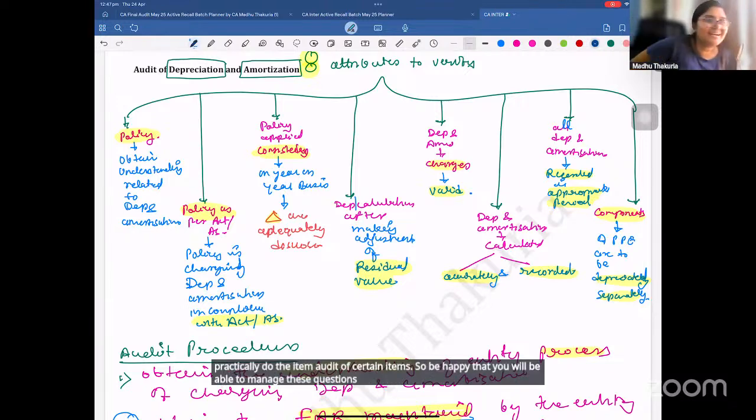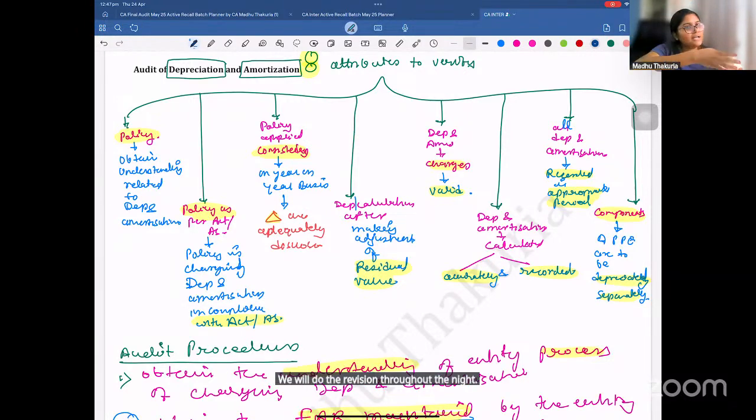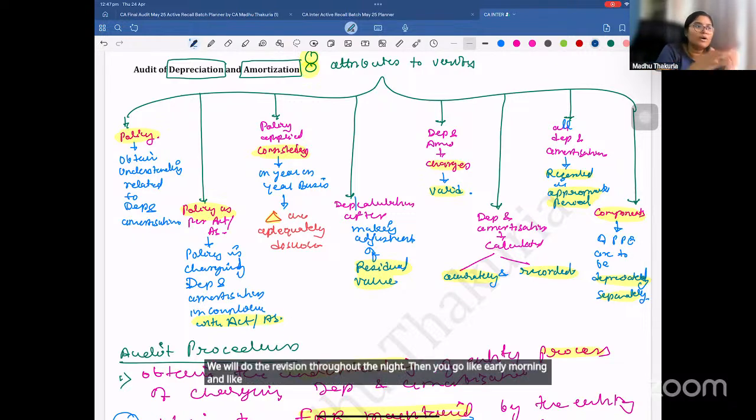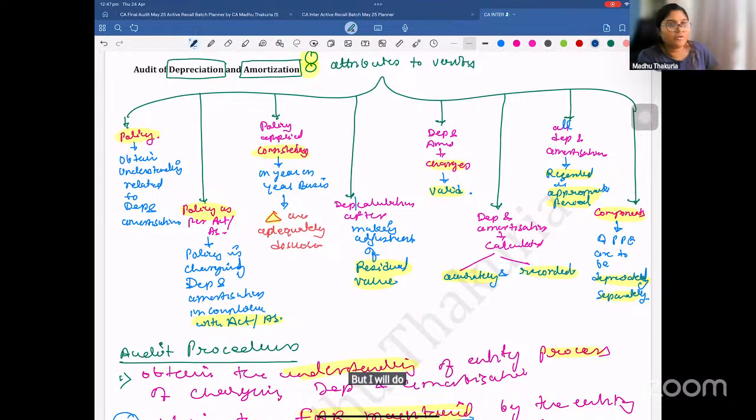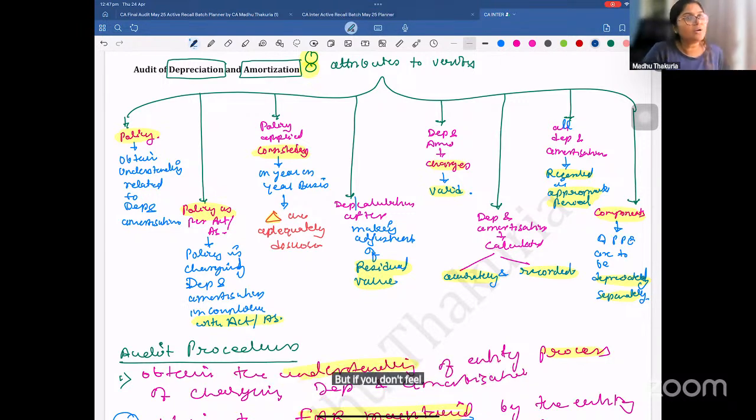It's just, you might need one last revision in 1.5 days. I will be there sitting in front of you revising the whole points again. You come after your cost paper. We will do the revision throughout the night. Then you go in the early morning and whenever you feel like sleeping, you go and sleep. Then next day you come and revise again. But I will do that revision with all of you, right? If you feel like studying on your own, nothing like it. But if you don't feel like studying on your own, we will come, study, recall the points, everything.